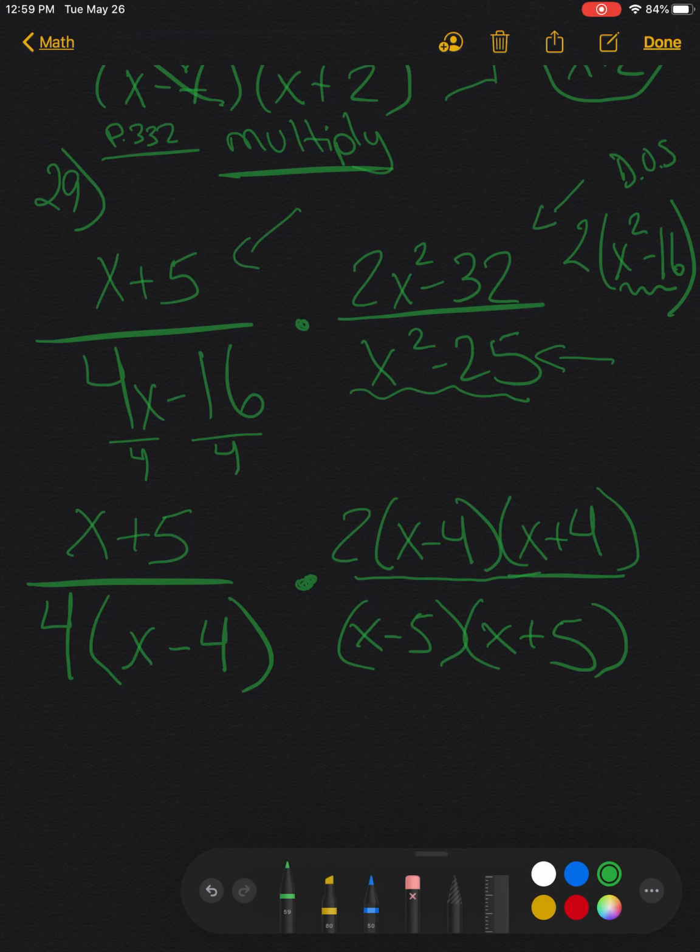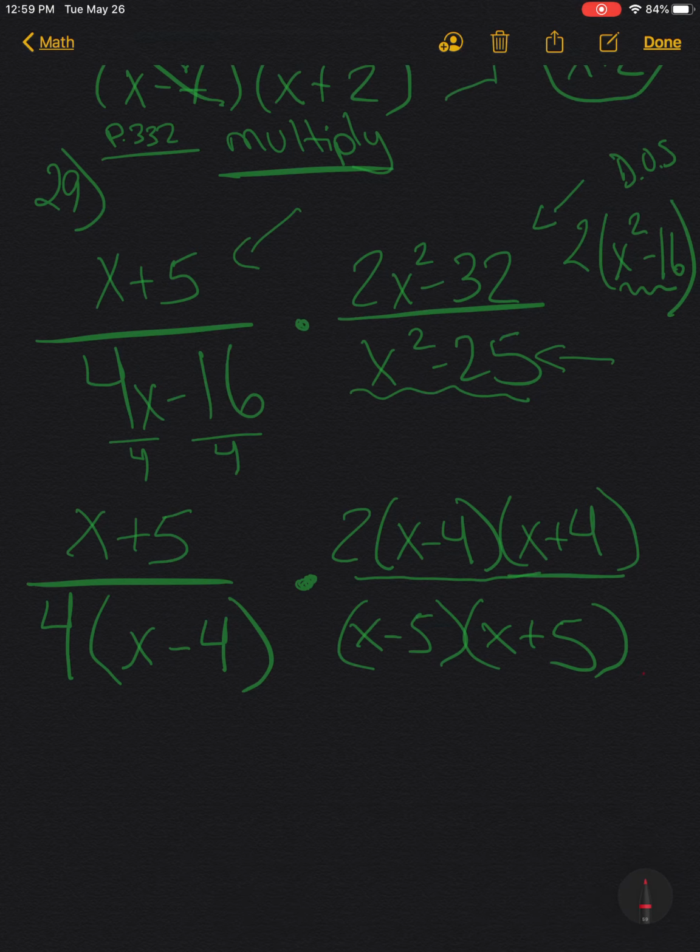Now comes the fun part. And I'll use a different color pen here. Now the crossing out. What is the same that's either top and bottom from each other or diagonal from each other? Well, I see clearly this x plus 5 and this x plus 5 will cross out. The x minus 4's cross out. And that's about it, right?